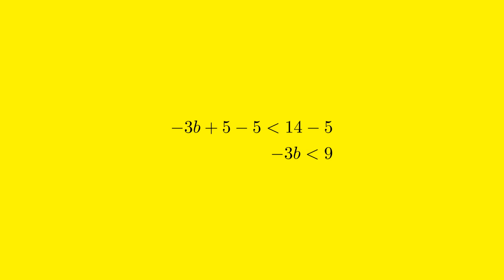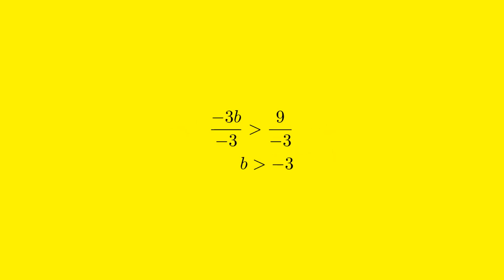So now the inequality is minus 3b is less than 9. By doing this, we have simplified the inequality and made progress towards isolating the variable b. The next part will involve handling the term with the variable, which we will address in the following steps.